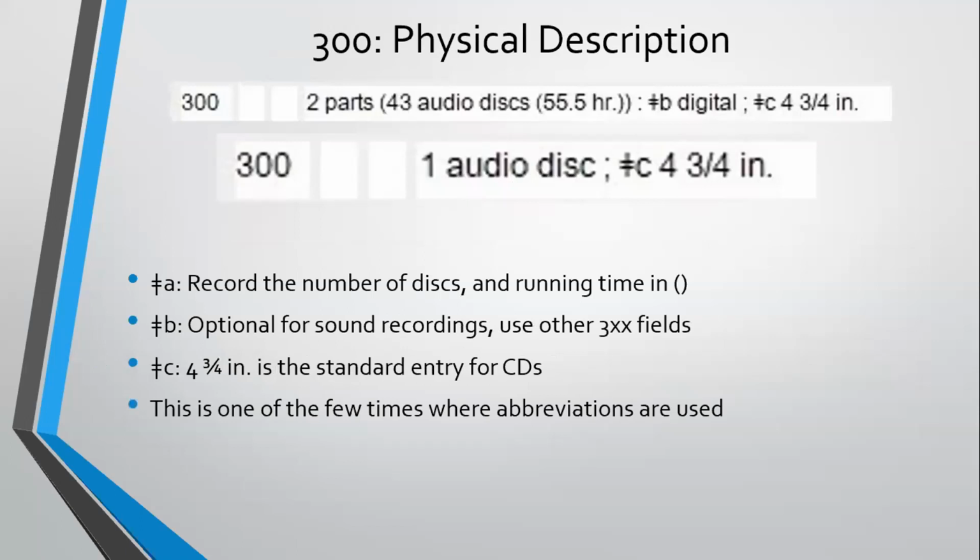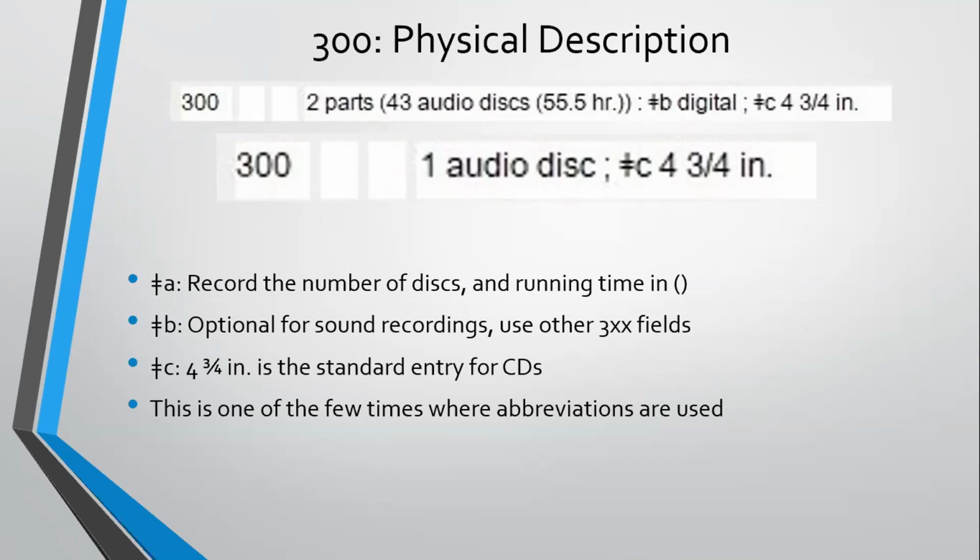All right, so physical description. So we have a lot of 3XX fields that will be involved also in describing what your carrier is. So for subfield A, you can include the number of discs and then a duration. If that's included on the container or not too hard to calculate really quickly, you include that in parentheses after the number of discs or whatever type of material you have. You're going to include the total duration here generally.